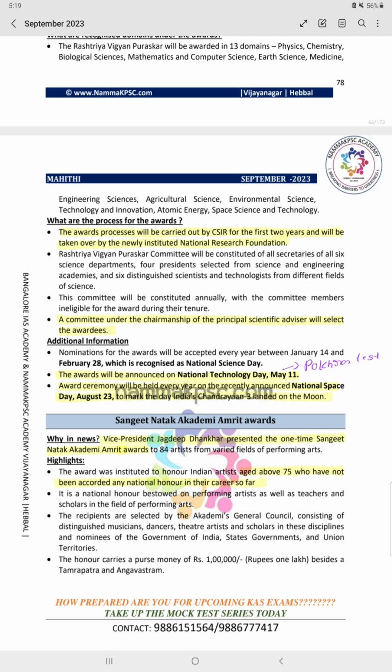Then, when will it be given? It will be announced on May 11th, that is on National Technology Day because of the Pokhran test, and it will be given on National Space Day, that is August 23, because of Chandrayaan 3.